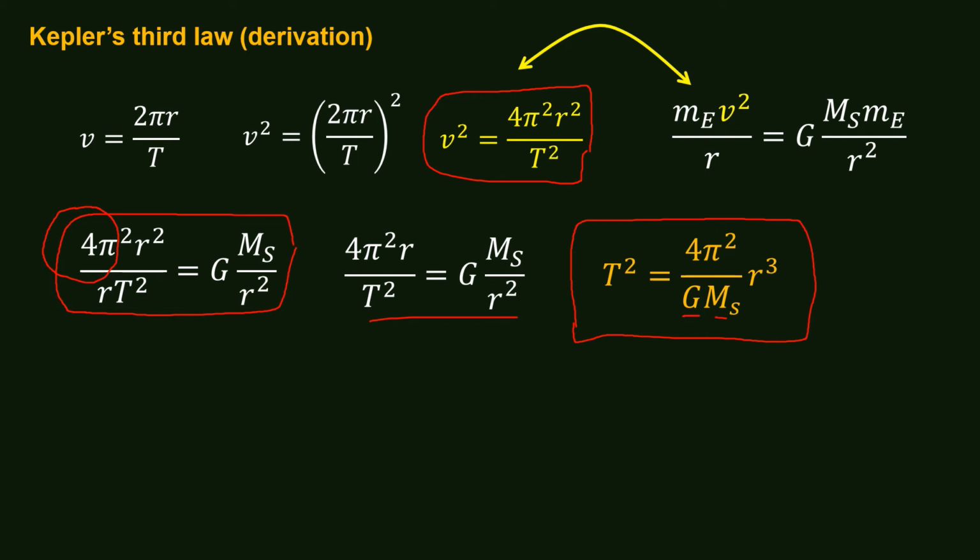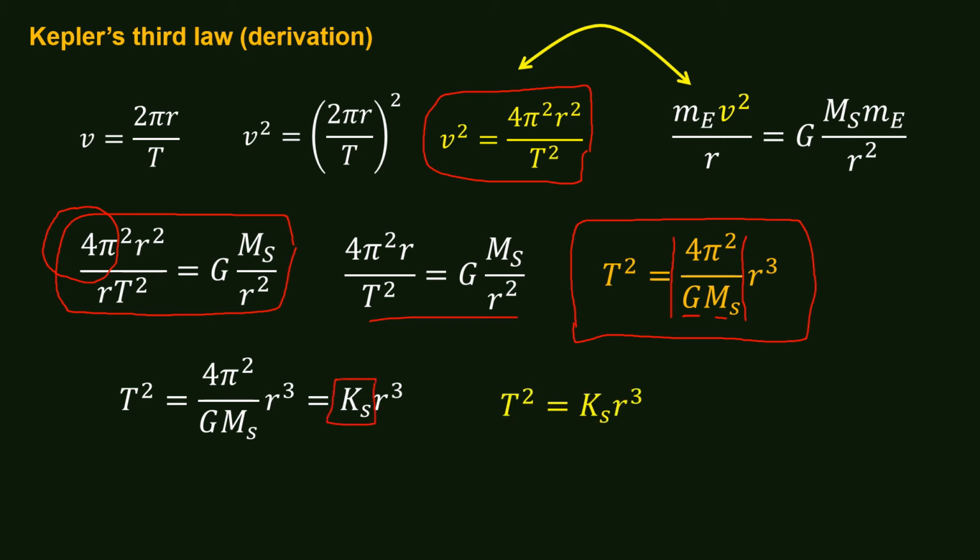So this center part right here is what we call Kepler's constant. In this case, it is the constant of the sun. Anything orbiting the sun would follow this equation. So we can take the center, 4 pi squared divided by G and the mass of the sun, and we can just put a k to represent that part of the equation. And so we get Kepler's third law. And this is for the sun.